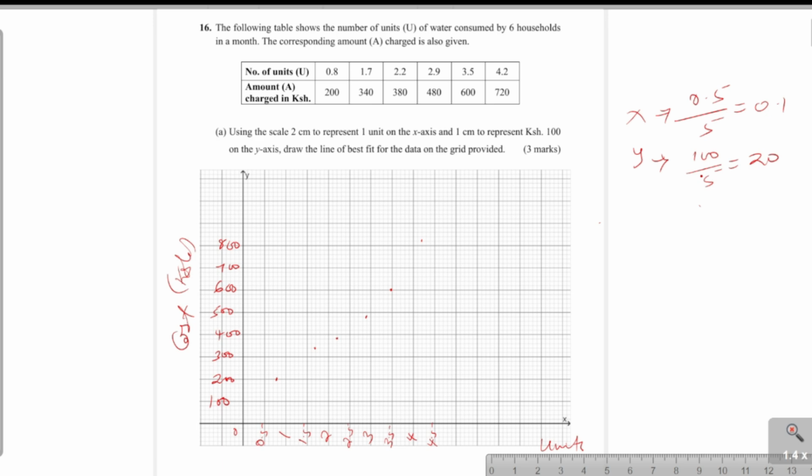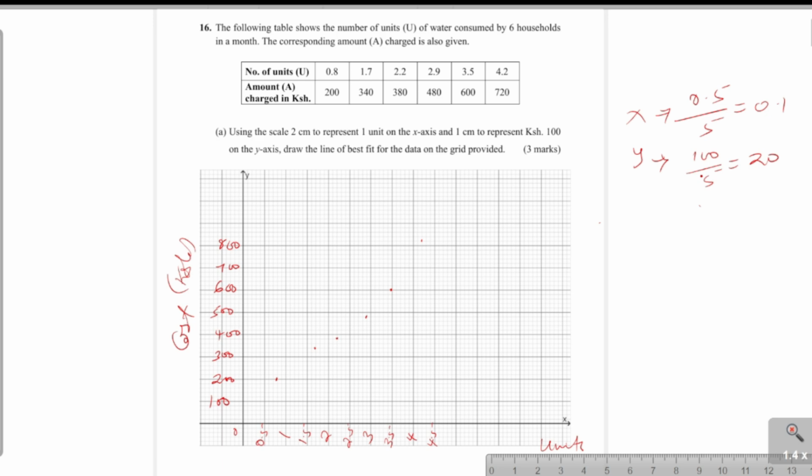Now after doing that, the next thing you're supposed to do is draw the line of best fit. The line of best fit is a line that carries most of these plotted points. So you need to check all these plotted points here, and the line that you're going to draw, you should ensure that it will contain most of the points. That is the line of best fit.